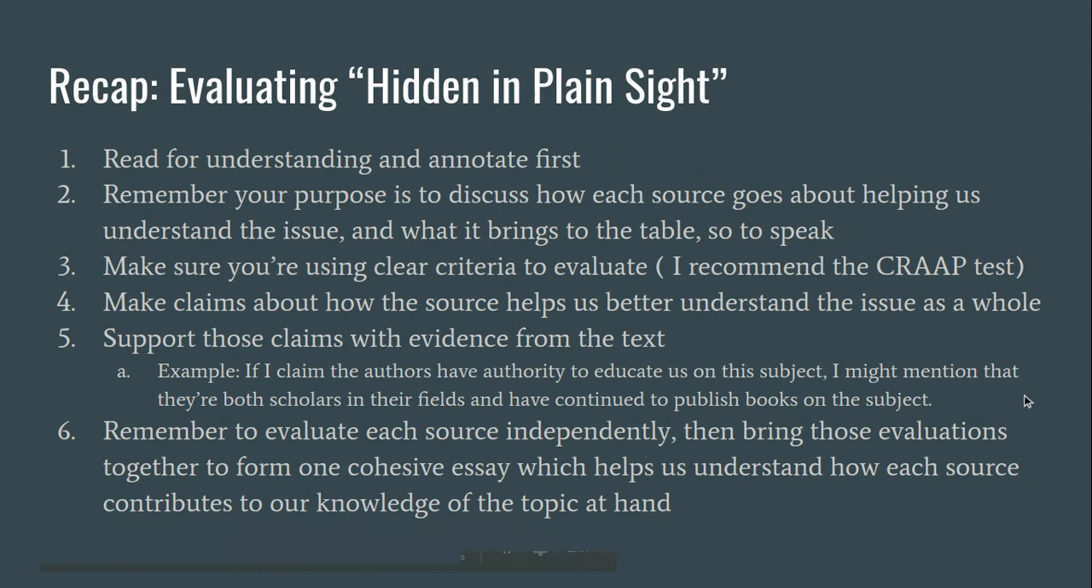So a quick recap of what to do when you're evaluating your sources. Just a reminder to first read for understanding and annotate. Then remember that your overall purpose is to discuss how each source goes about helping us understand the issue and sort of what it brings to the table. Make sure that you're using clear criteria to evaluate. Again, I recommend using the CRAP test criteria. Make claims about how the source helps us better understand the issue as a whole. And don't forget to support those claims with evidence from the text.